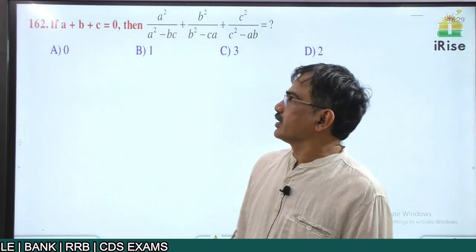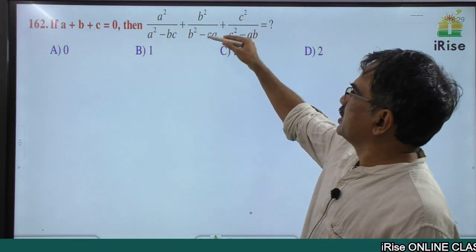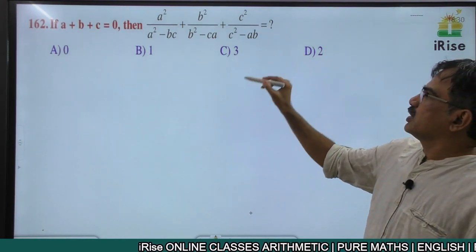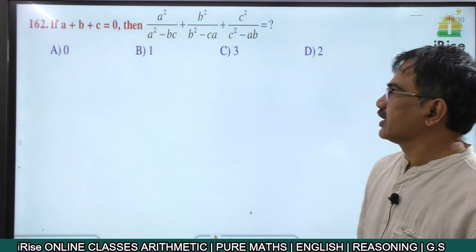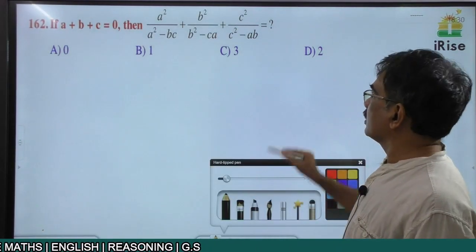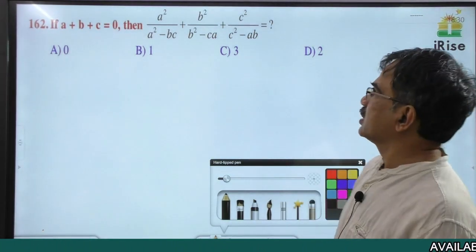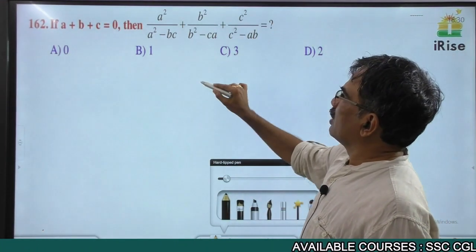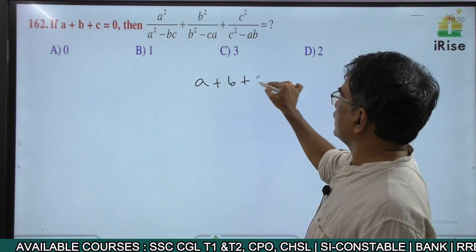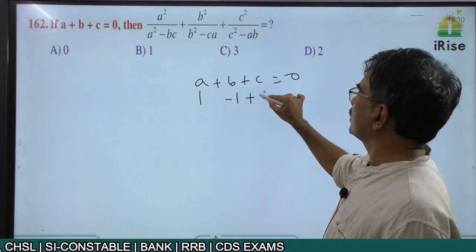Next question. If a plus b plus c is 0, then what is a square by a square minus bc, b square by b square minus ca, c square by c square minus ab is equal to how much? Here this is the given condition. If a condition is given and options are in terms of numbers, you can put any values for a, b, c. So I want to put a plus b plus c equal to 0. In the place of a put 1, in the place of b put minus 1, in the place of c put 0.